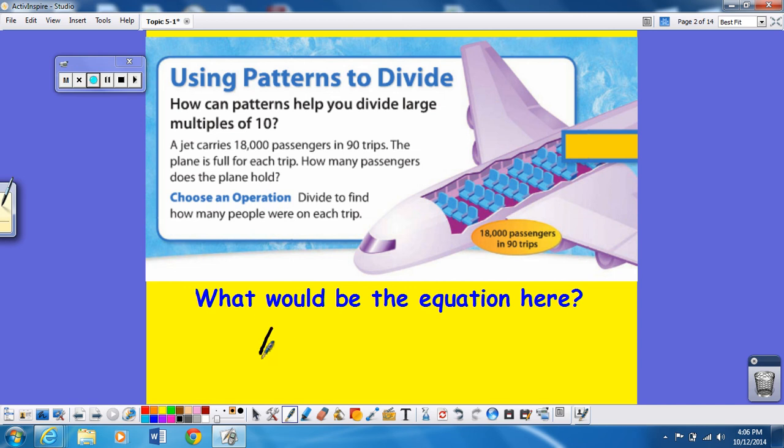All right, so 18,000, that looks like a decimal, but that's a comma, divided by 90. And let's just go back and review what that means. 18,000 is the total number of passengers in all 90 of those trips. So in order to figure out how many passengers were on each trip, we have to divide that whole big number into 90 trips. Okay?